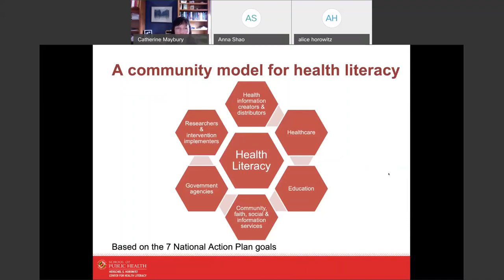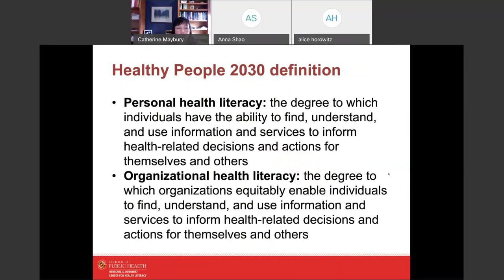and society. So last week, Healthy People 2030 launched their new health objectives for the nation for the next 10 years. And they revised their health literacy definition, which was focused primarily on the individual, and they split it into two levels, personal health literacy and organizational health literacy. And the new definition emphasizes people's ability to use health information to make well-informed decisions, and it incorporates a public health perspective and acknowledges that organizations have a responsibility to address health literacy.